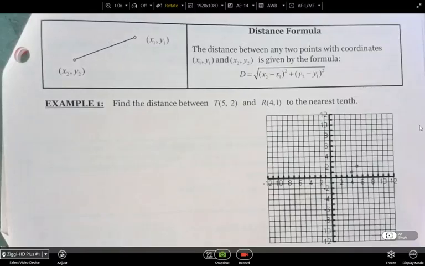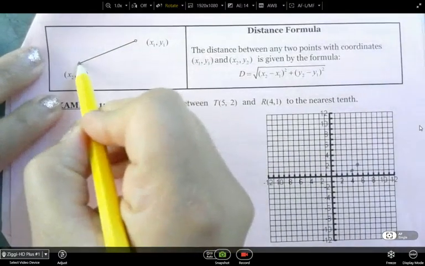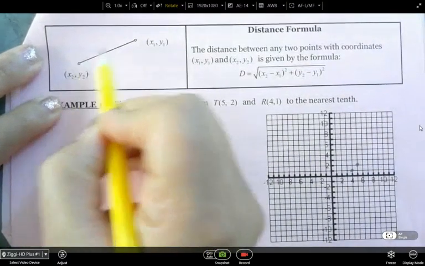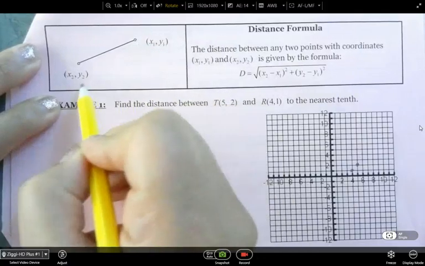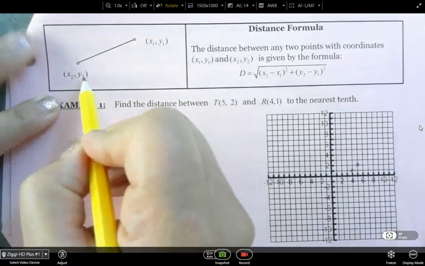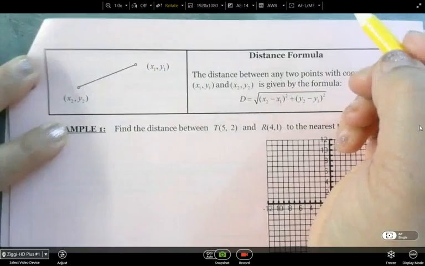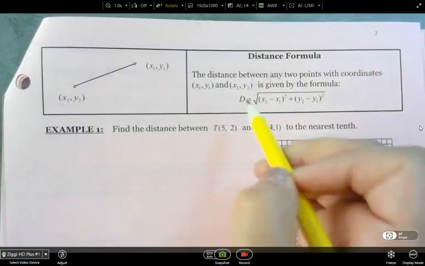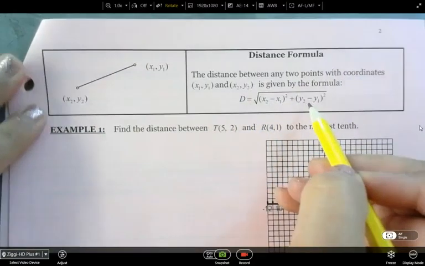So let's have a look at the distance formula. What I want to do is, on this graph right here, you see how we have these 2 points. We've got x1, y1, and we've got x2, y2. I want to show you how that's connected to this formula right here.